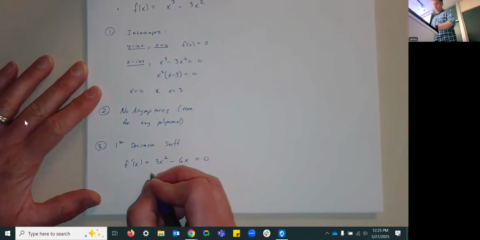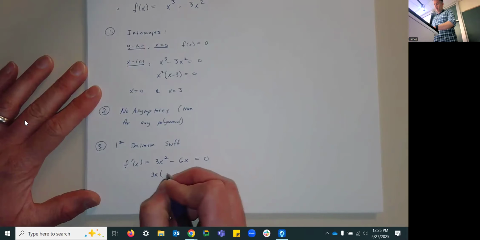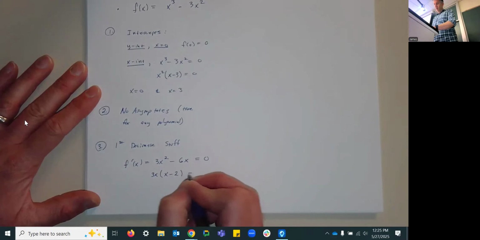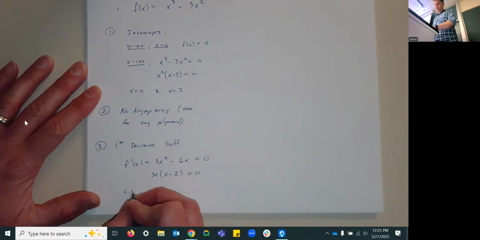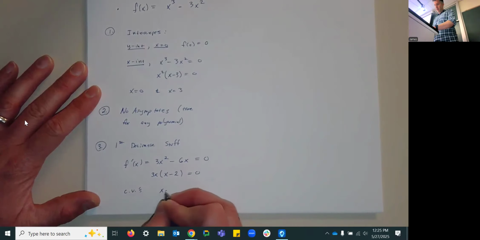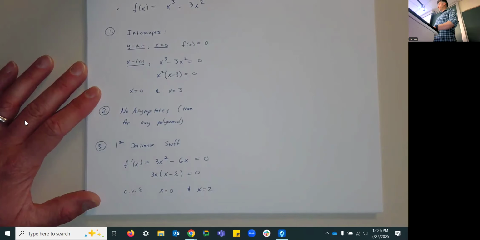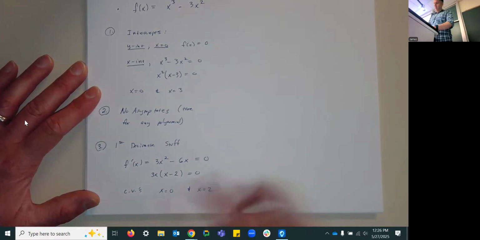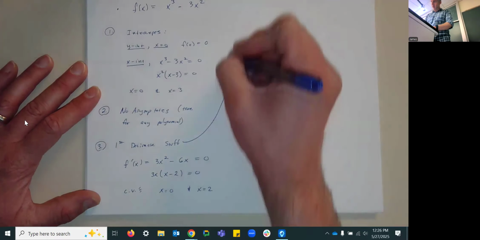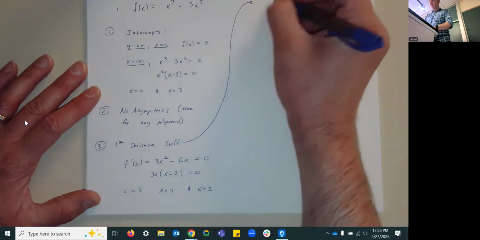So we're going to factor this. It's 3x times x minus 2 equal to 0. So my critical values are x equal to 0 and x equal to 2. So we're going to put those on a sign chart for the first derivative, which I had a little bit more room here. I guess I'll put it up here. So go up here, make our first derivative sign chart.